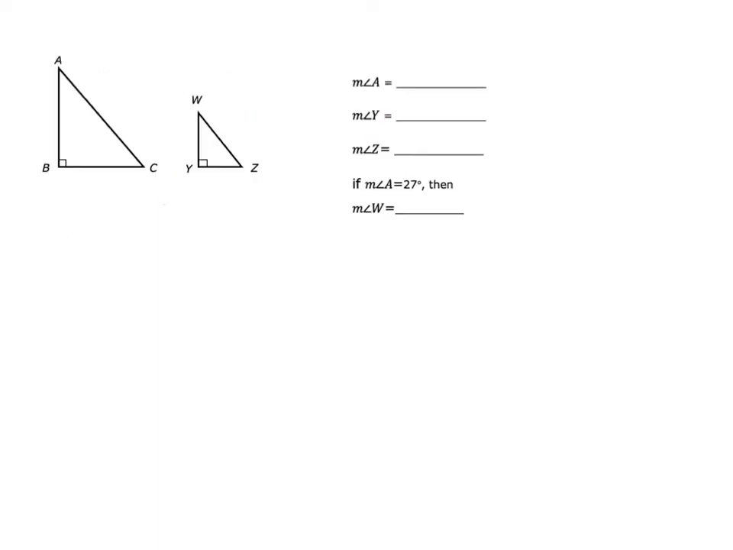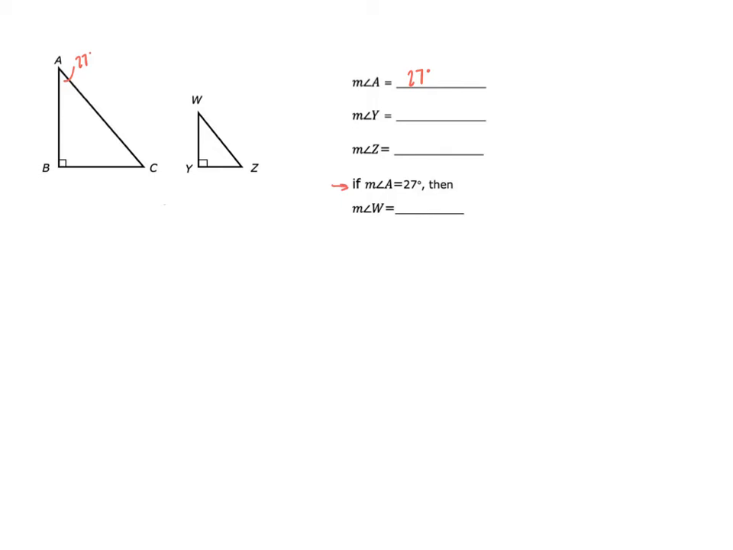This problem is asking us to identify all of our angle measures in these similar triangles. Using this piece right here, if the measure of angle A is 27 degrees, that piece we need to know. So we can go ahead and fill that in up here, and we can also fill that in our sketch of these two triangles.